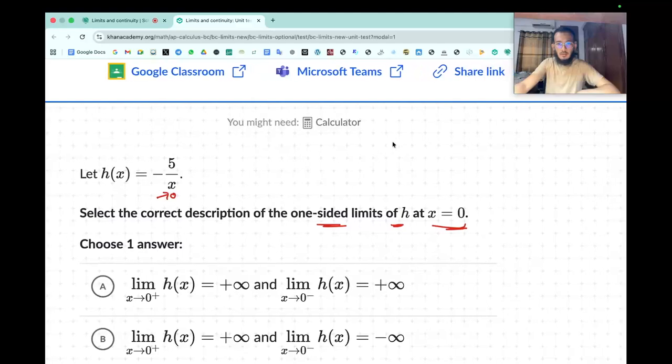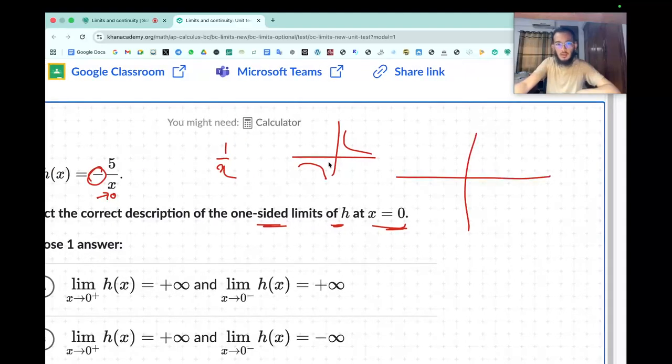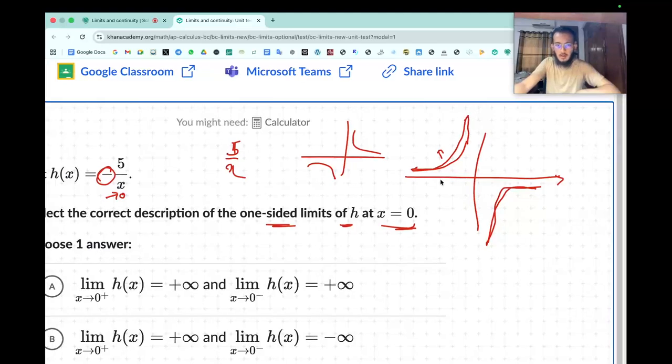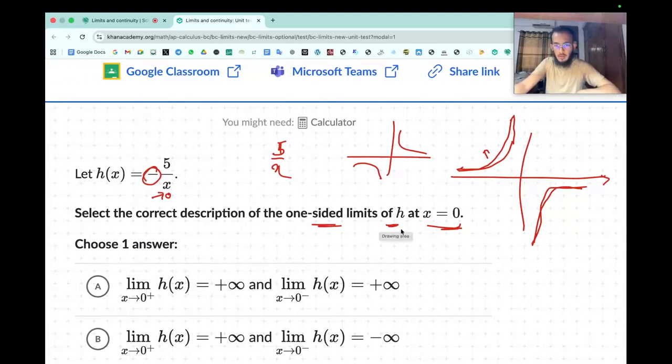This kind of graph, basically 1 upon x, has a shape like this. When you multiply it by negative, it gets mirrored in this axis, so the graph looks like this. And multiplying by 5 just makes it steeper, so the gradient or slope increases and it becomes more like this. That doesn't matter that much when we are trying to find the limit.